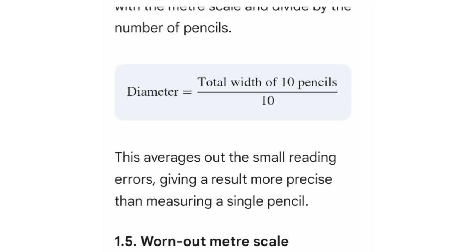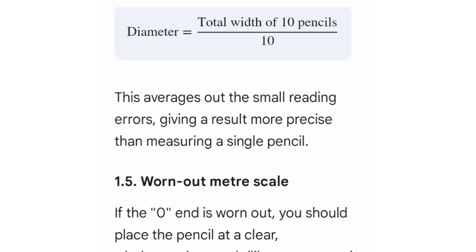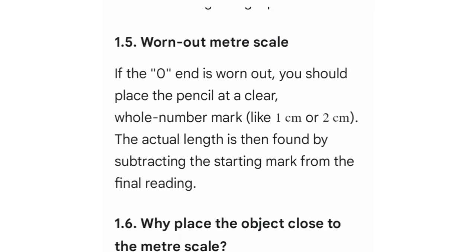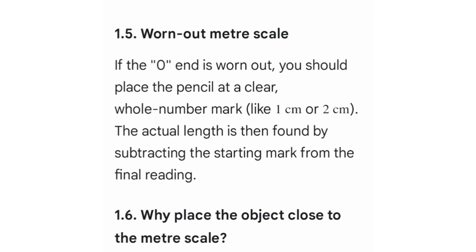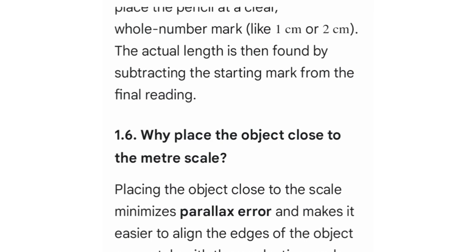Diameter is equal to total width of 10 pencils divided by 10. This averages out the small reading error, giving a result more precise than measuring a single pencil. In 1.5, worn out meter scale. If the zero end is worn out, you should place the pencil at a clear whole number mark like 1 centimeter or 2 centimeter. The actual length is then found by subtracting the starting mark from the final reading.